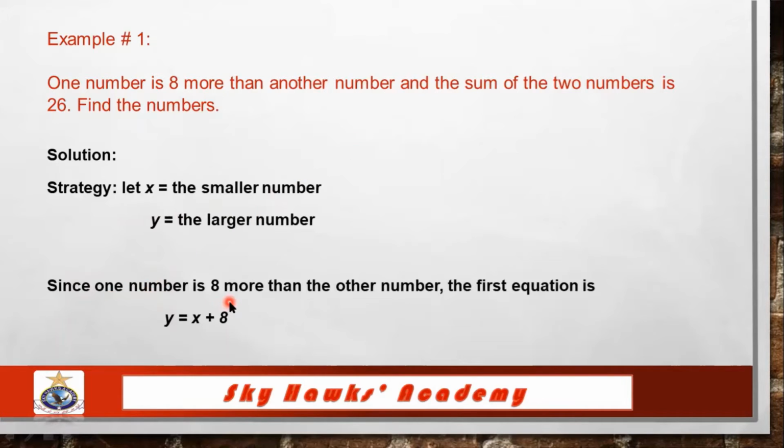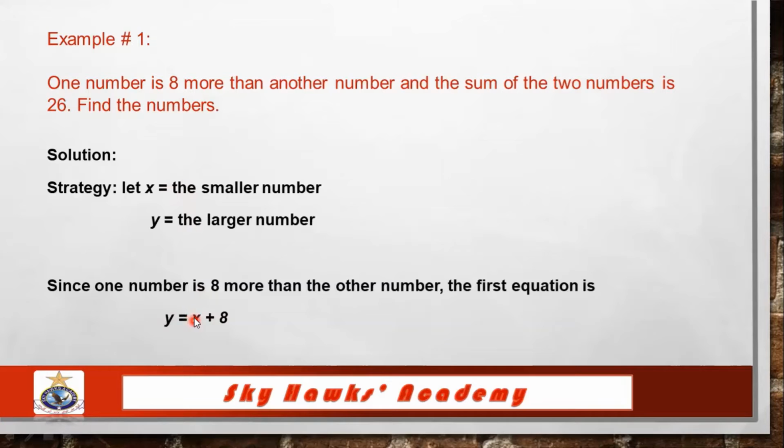And the next one is so simple. Since one number is 8 more than the other number, the first equation is y is equal to, this is the larger number, the smaller number plus 8. Plus 8 means that this is 8 more, and if we add 8 to the smaller number, we will get the second number.